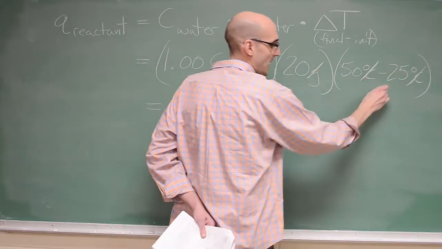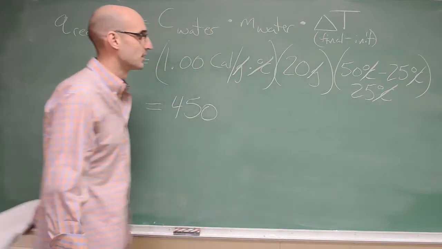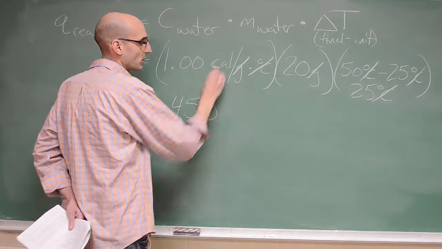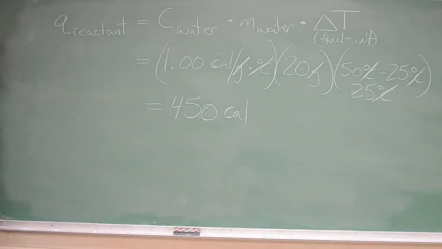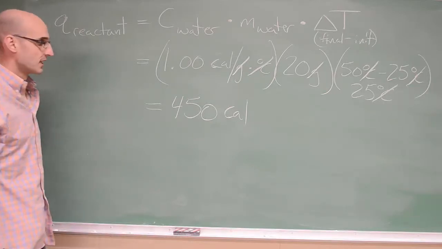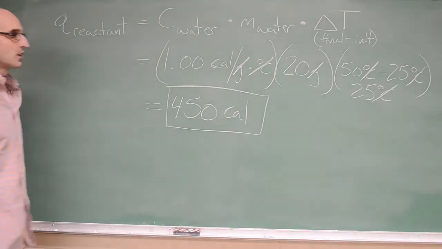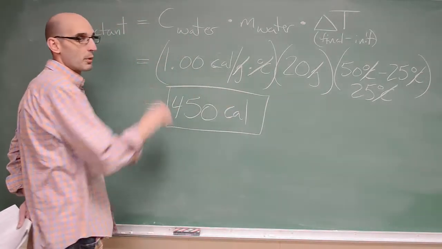Keep in mind, when we subtract, that degree C will cancel. And the only thing that we're left with is, my fault, lowercase calories. Lowercase and uppercase does make a difference because remember, food calories are a kilocalorie. 1 kilocalorie equals 1 capital C calorie. So 450 calories of energy was released from whatever we were burning, okay?